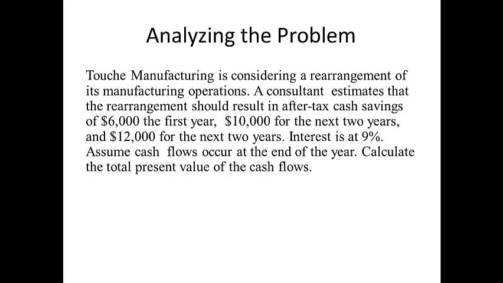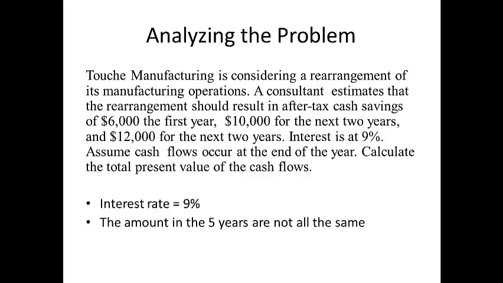Analyzing the problem. What do we know so far? We know the interest rate is 9%. We know the amount in the 5 years are not all the same. Since the amount in all 5 years are not the same, we know this is a single cash flow problem. And we know n is going to be different for each of the following years.